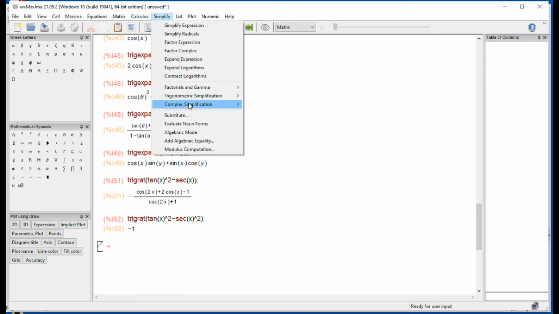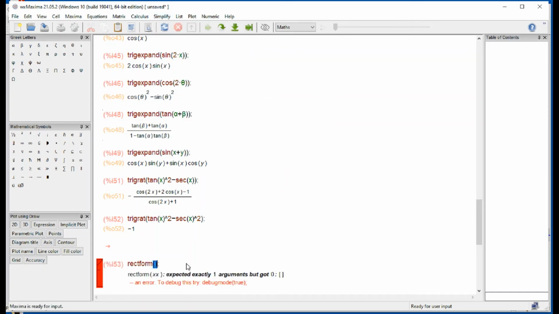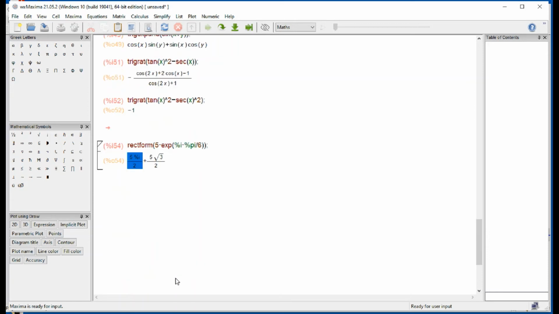And then you have complex simplification, and it's convert to rectangular form. That's when you have a number, let's say 5 times exponential of parentheses percentage I times, say, percentage pi, that's how you enter pi here, over 6, for example. And so you do Shift Enter. This is the polar form of a complex number. This is the rectangular form. This is the real part. This is the imaginary part.